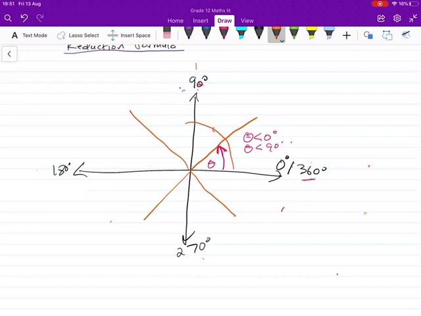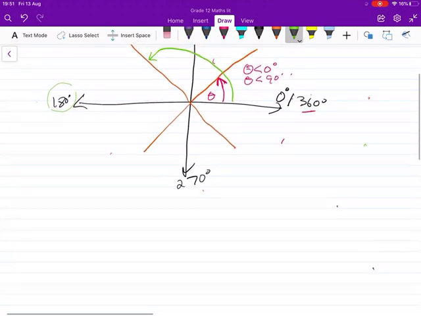What about now this angle? Well, this angle is greater than 90 degrees. Definitely. However, it is less than 180 degrees. This is going to be crucial information for where we are going. It is less than 180 degrees.